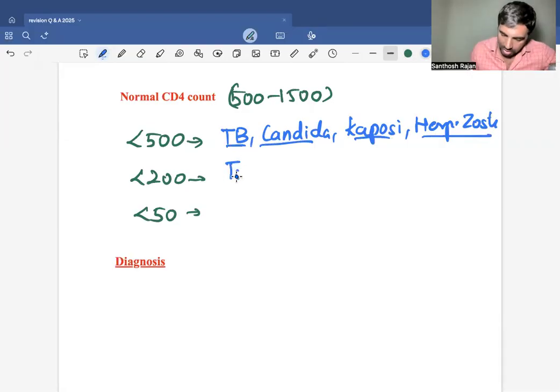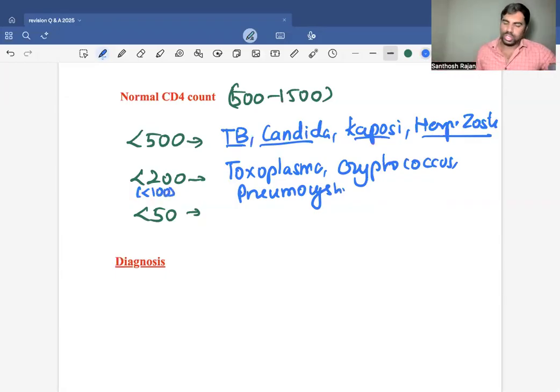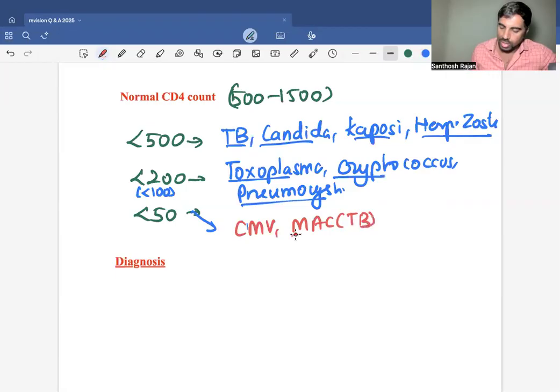Less than 200 category, important: Toxoplasma, Cryptococcus, Cryptosporidium also, but Cryptococcus is main, and Pneumocystis. Pneumocystis is 100 or less than 100; it is fixed in both categories. Toxoplasma, Crypto, Pneumocystis. Less than 50, two very important things: one is cytomegalovirus, the other one is the MAC complex, Mycobacterium avium intracellulare complex. So less than 50, this is one thing you have to remember.